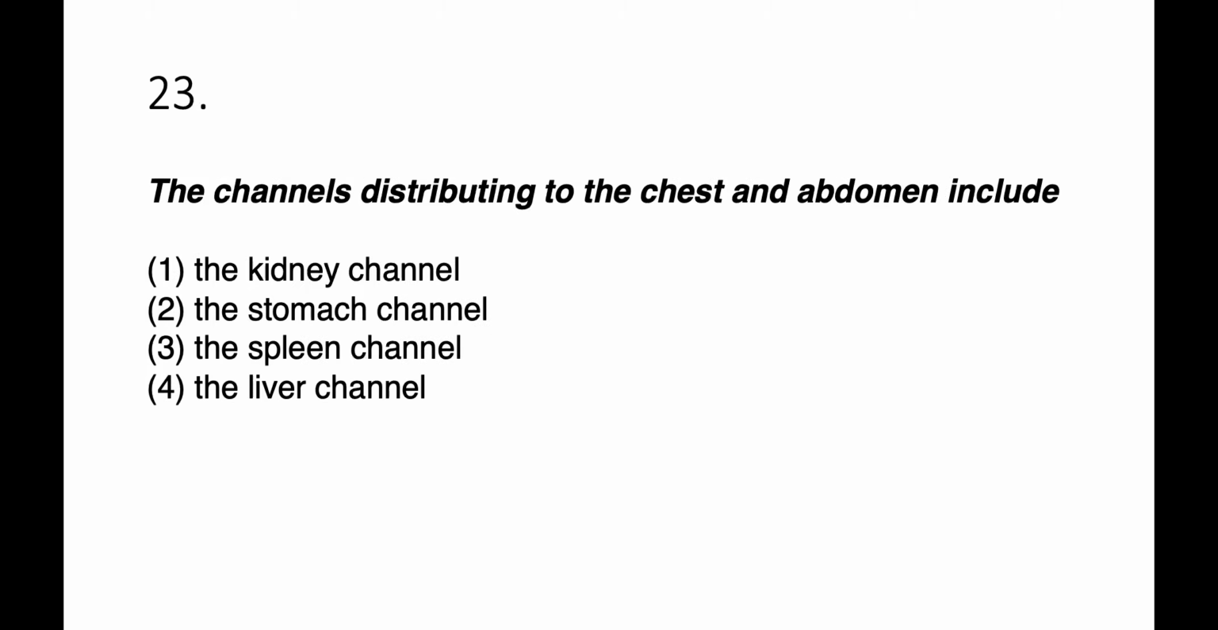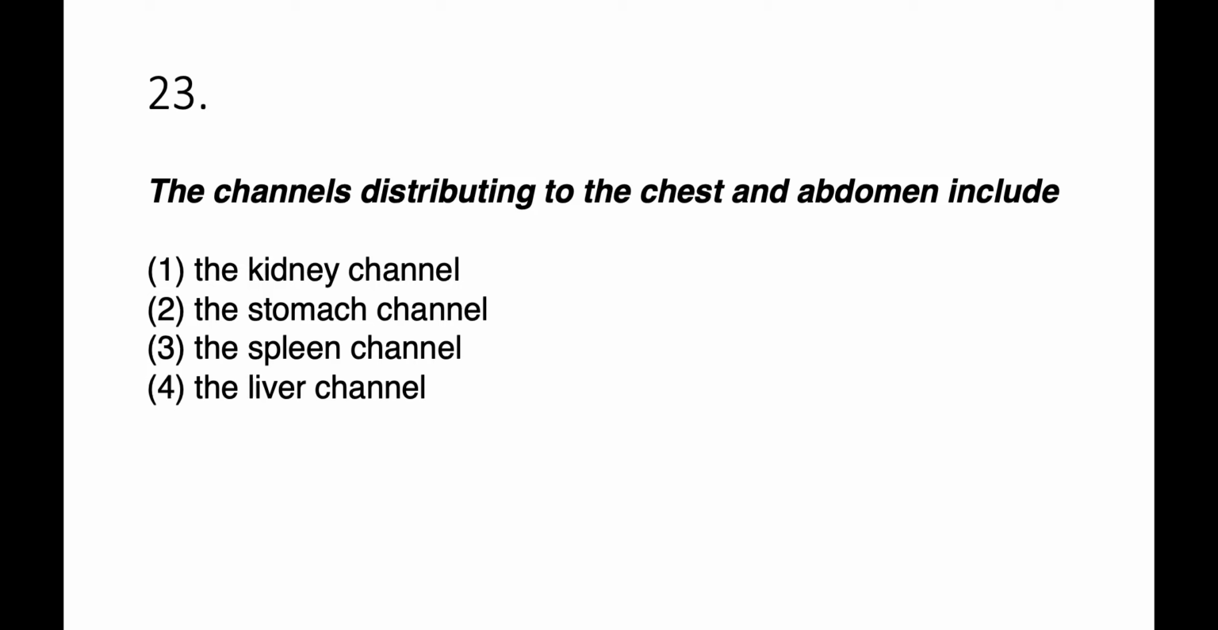Okay, 23. The channels distributing the chest and abdomen include kidney, stomach. The stomach, not the spleen. The stomach and the liver. Letter C po. Channels distributing the chest, abdomen, stomach, and yes, confirmed. Number 2 and 4, which is not letter C. Where is the spleen channel? Where does the spleen channel end?